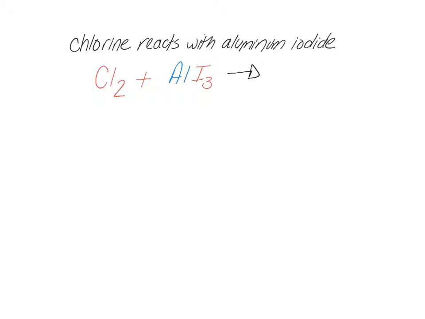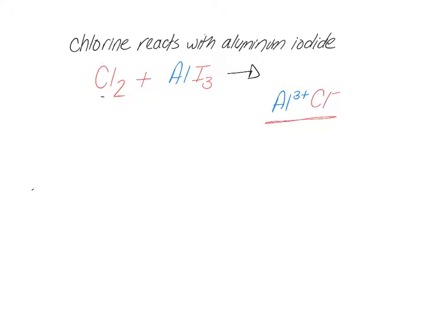So if chlorine reacts with aluminum iodide, what we're going to see is now we have 2 red and 1 blue instead of the usual 2 blue and 1 red. So in terms of switching dance partners, the chlorine cannot go with iodine because that's 2 nonmetals, so that isn't going to happen. So instead, aluminum, which is a 3 positive ion, is going to go with chlorine, which is negative.